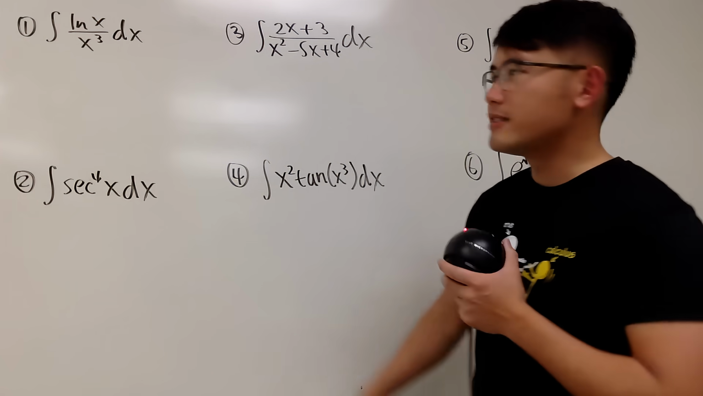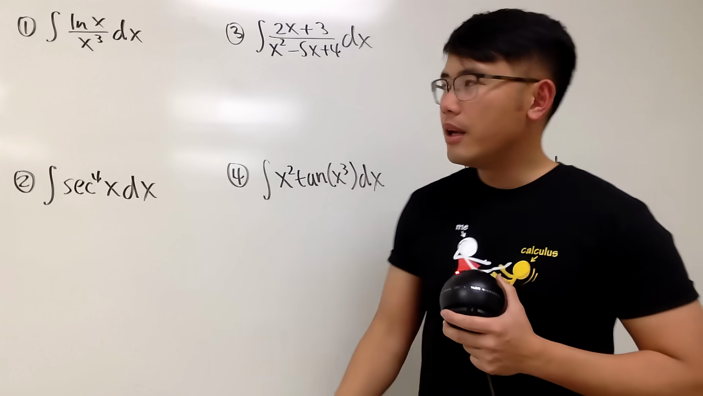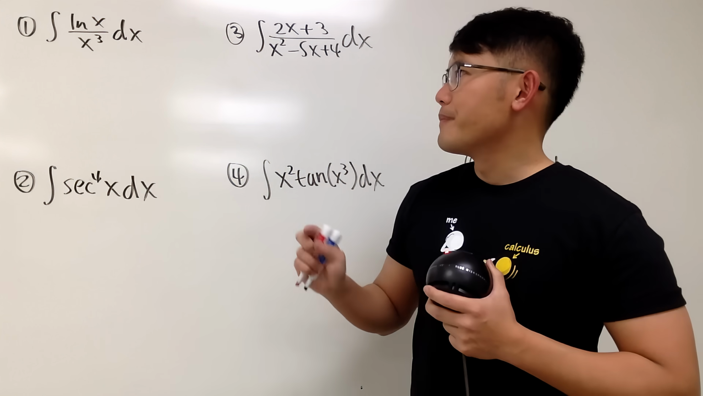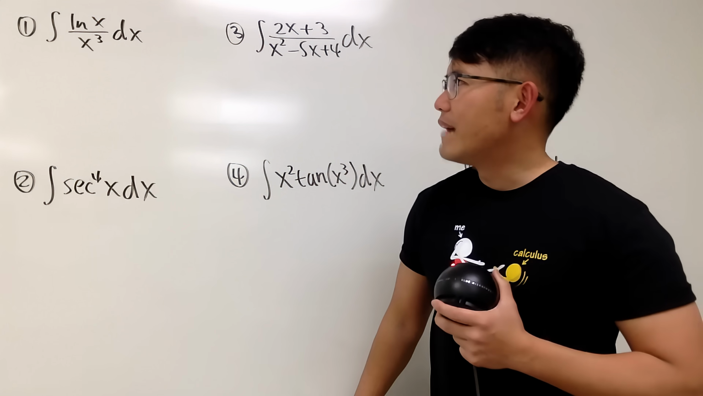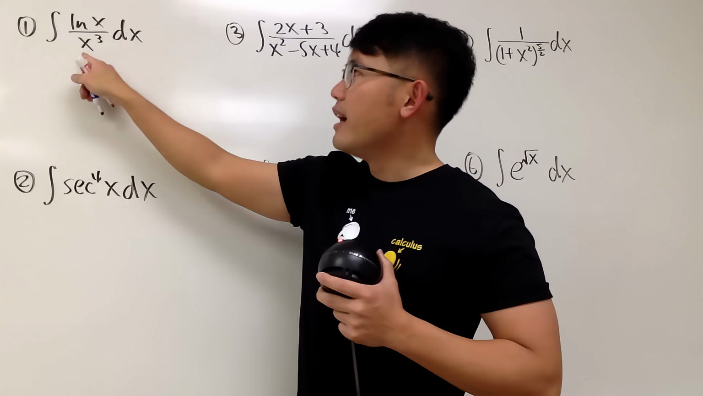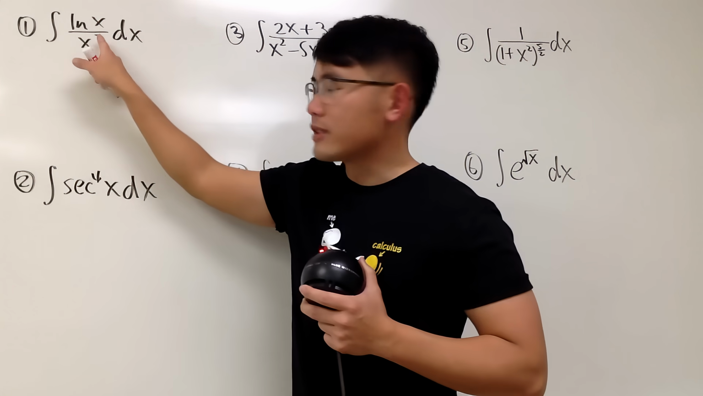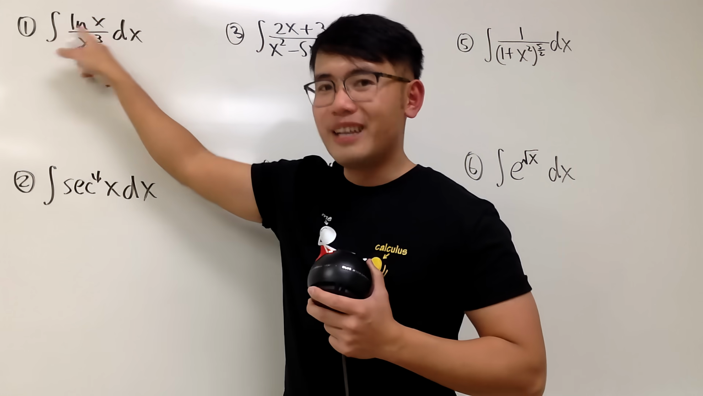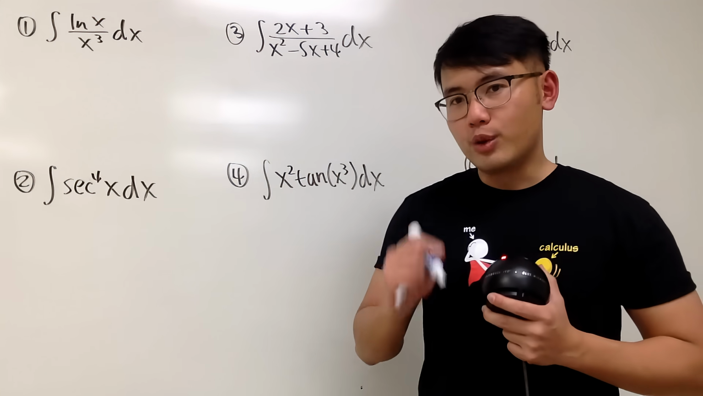Okay, so let's get started with the first one, the integral of natural log of x over x to the third power. First of all, u sub is not going to work. Let's see. I have pretty much two functions. The first one is natural log of x, and the second one is 1 over x to the third power. I know how to integrate 1 over x to the third power. I know how to differentiate natural log of x. So in this case, let's go ahead and do this by integration by parts.